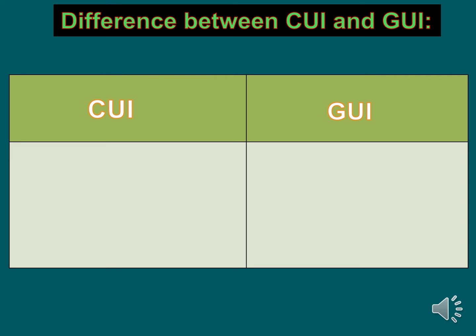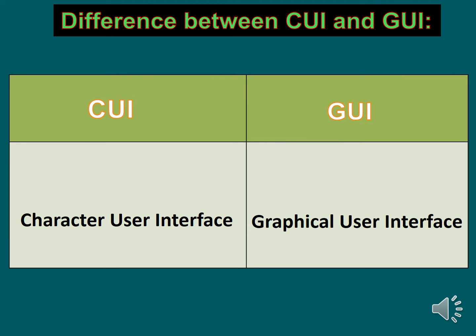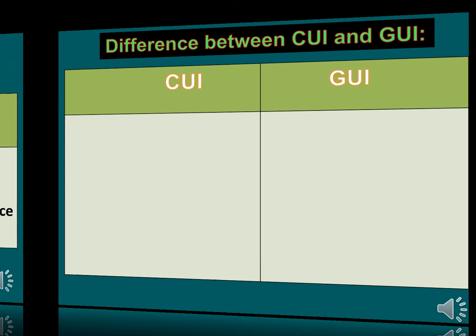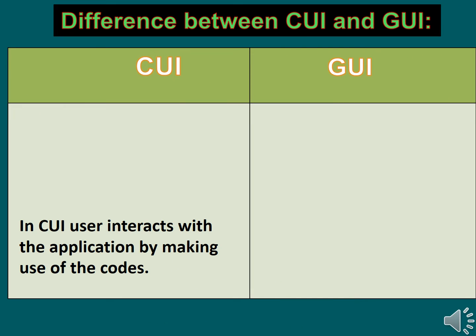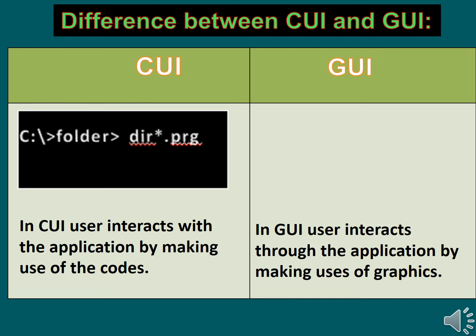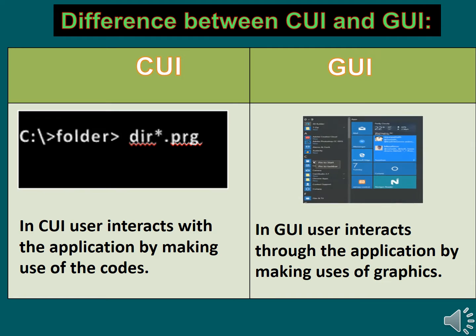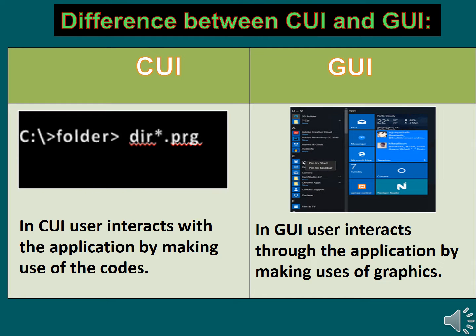Difference between CUI and GUI. CUI stands for Character User Interface, whereas GUI stands for Graphical User Interface. In CUI, user interacts with the application by making use of the codes, whereas in GUI, user interacts with the application by making use of graphics.